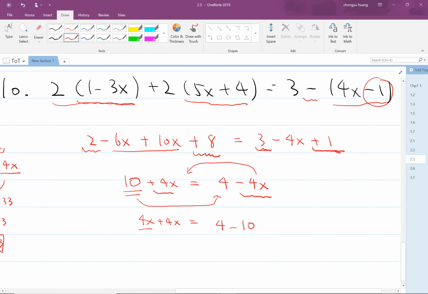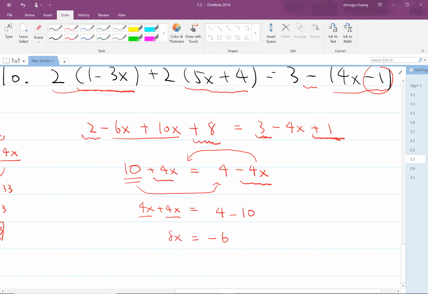So 4x plus 4x is equal to 8x, right? 8x is equal to 4 minus 10, so it becomes negative 6, right? What we have over here is 4 minus 10, so it becomes negative 6. And then we are on our last step, okay?